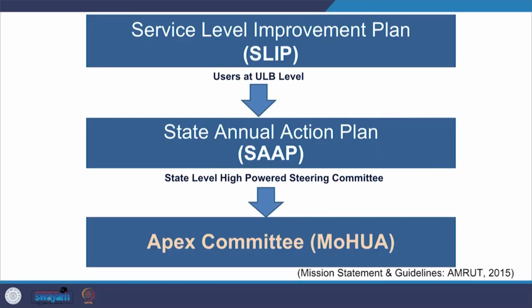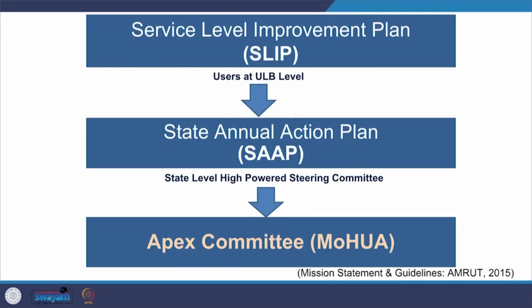Here we see how this entire AMRUT mission is helping us if we reconnect with the 74th Constitutional Amendment Act, where we try to create different levels of governance, and we see how we really put local governance in the hands of the local people. So, we see how these SLIPs are created by the users and then aggregated at the state level, and the Apex body is just approving them and giving part of the resources for the purpose. Now, we will look at the example of the Kerala State Annual Action Plan.